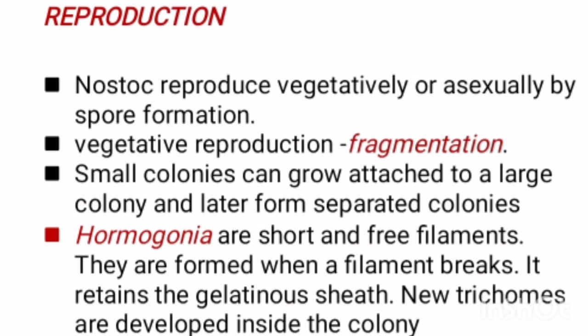Next is the reproduction. Nostoc reproduces vegetatively or asexually by spore formation. The vegetative reproduction is by fragmentation. Small colonies can grow attached to a large colony and later form separated colonies. Hormogonia are short, free filaments. They are formed when a filament breaks. It retains the gelatinous sheath. New trichomes are developed inside the colony.